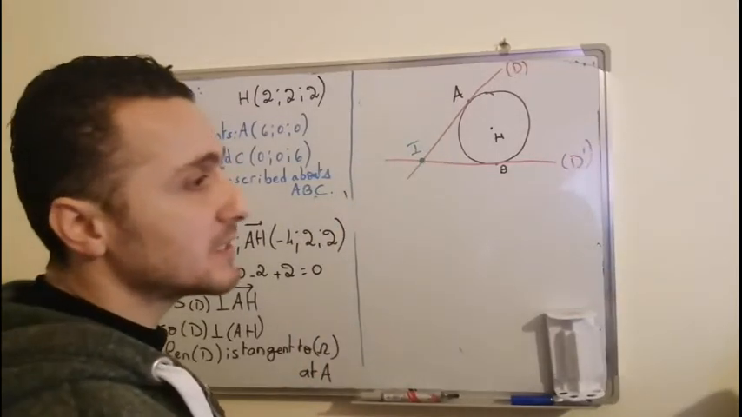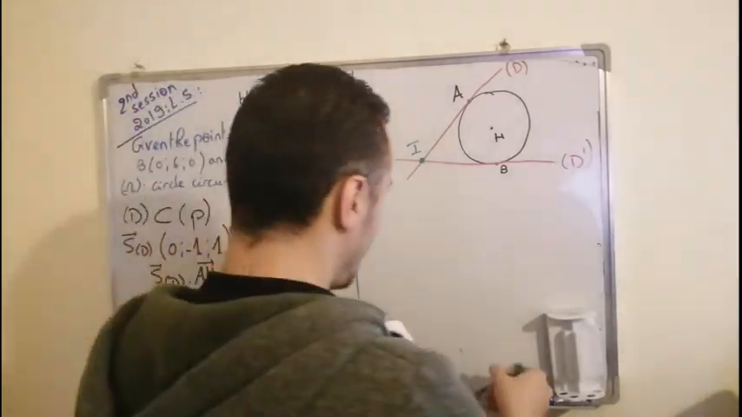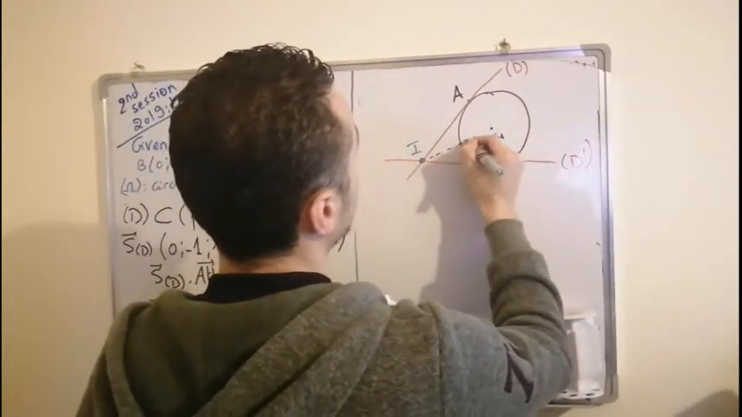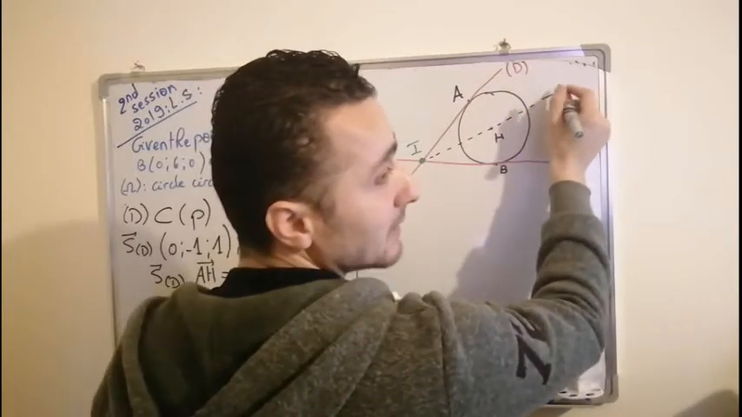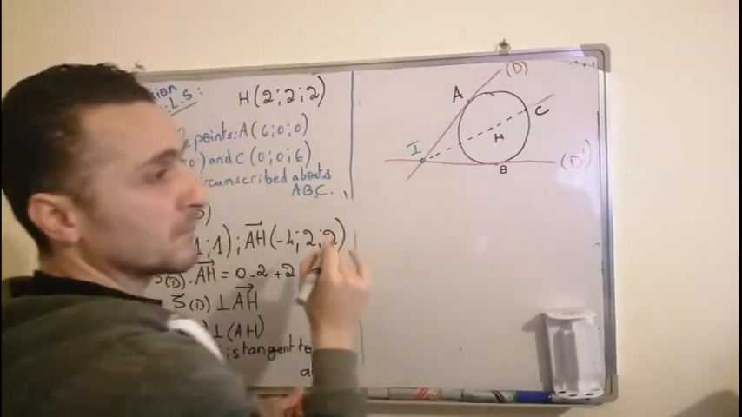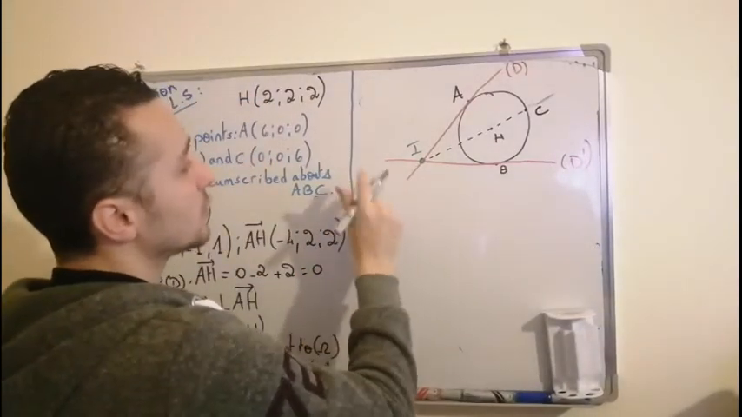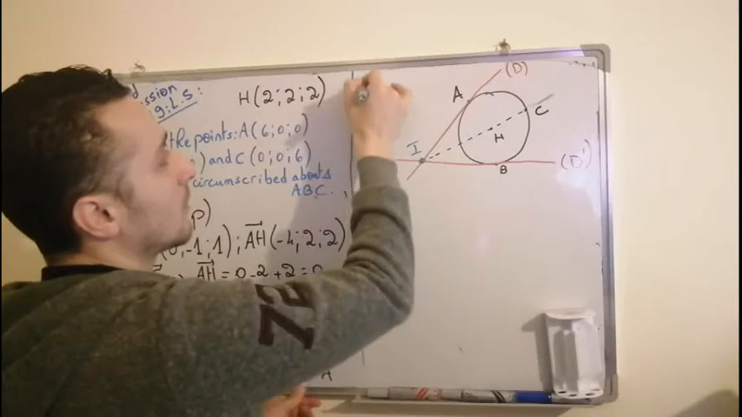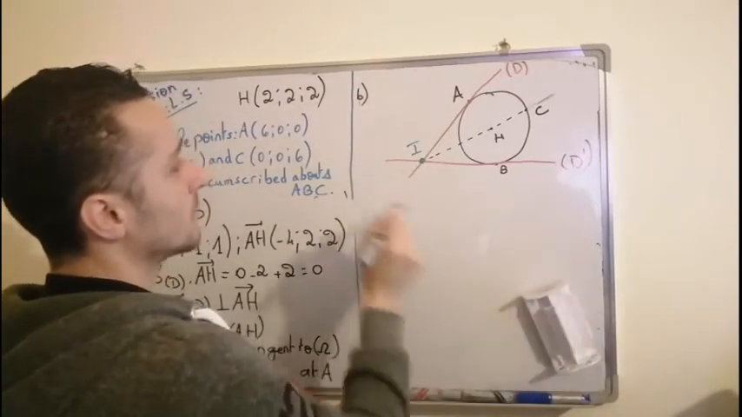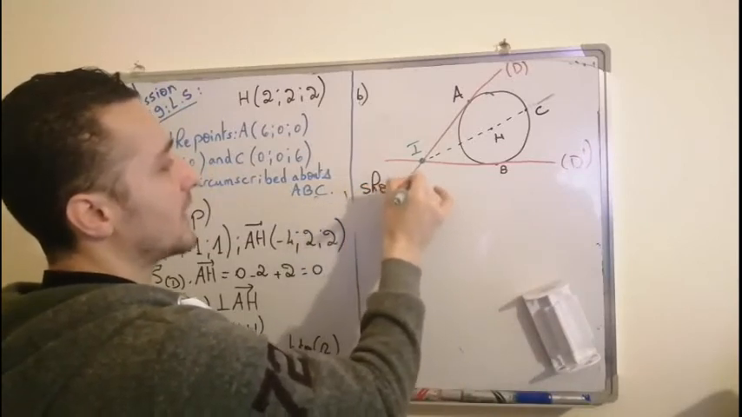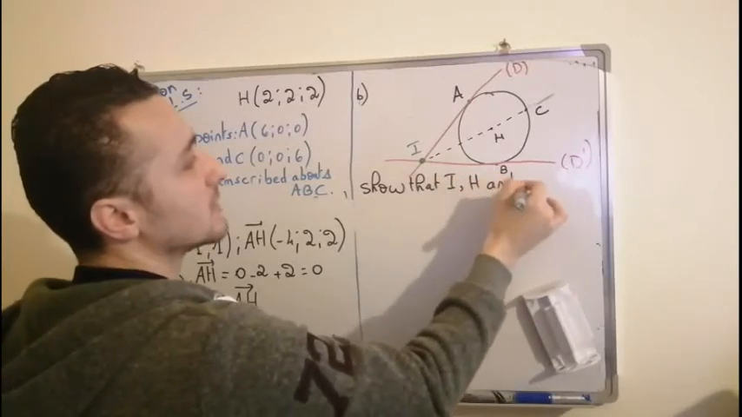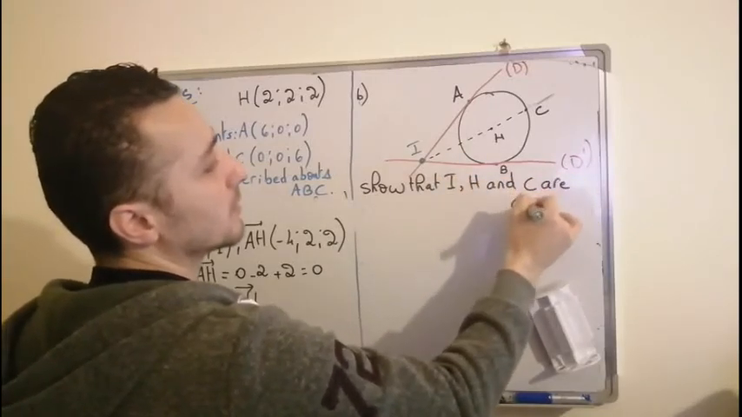The question is, prove that the 3 points I, H and C are collinear. Show that I, H and C are collinear.